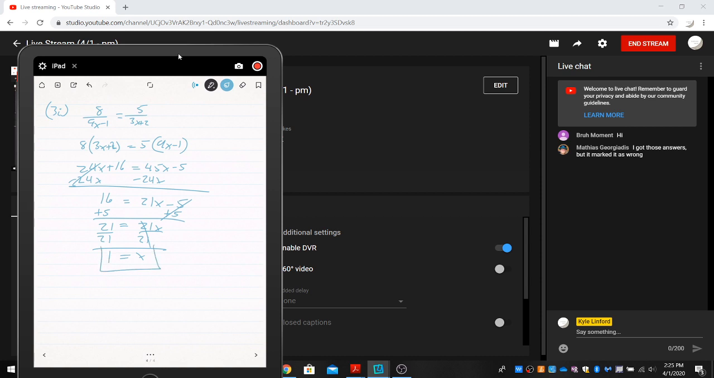X equals 1. Again, let's go back in and check it to make sure that this works. 8 over 9 times 1 minus 1 should be the same as 5 over 3 times 1 plus 2. Well, that becomes 8 over, 9 times 1 is 9, minus 1 is 8. And then we have 5 over, 3 times 1 is 3, plus 2 is 5. Oh, so this is just 1 equals 1. Yep, it works.